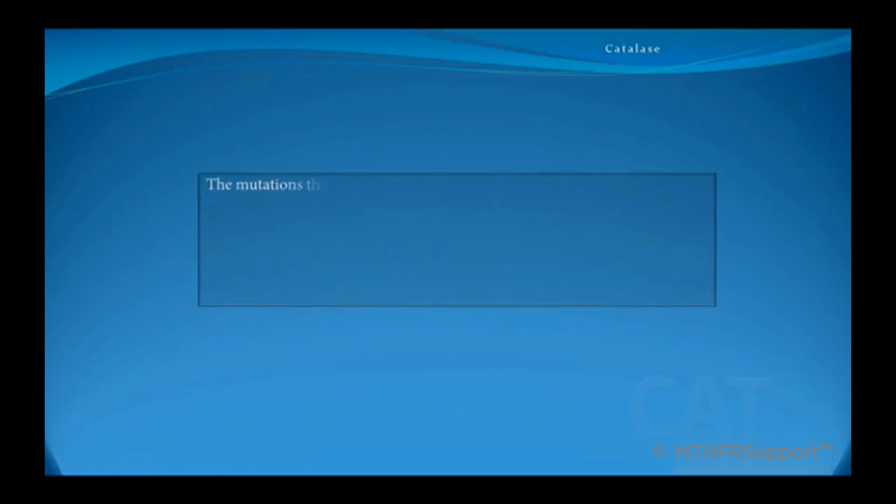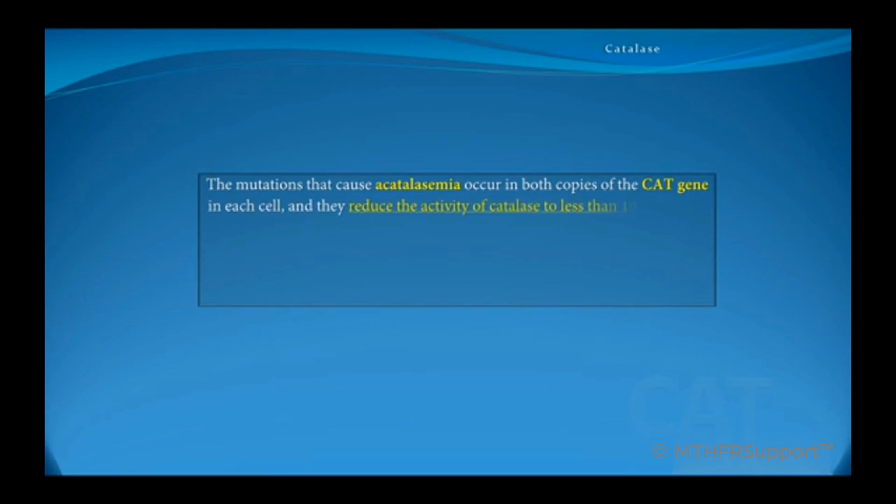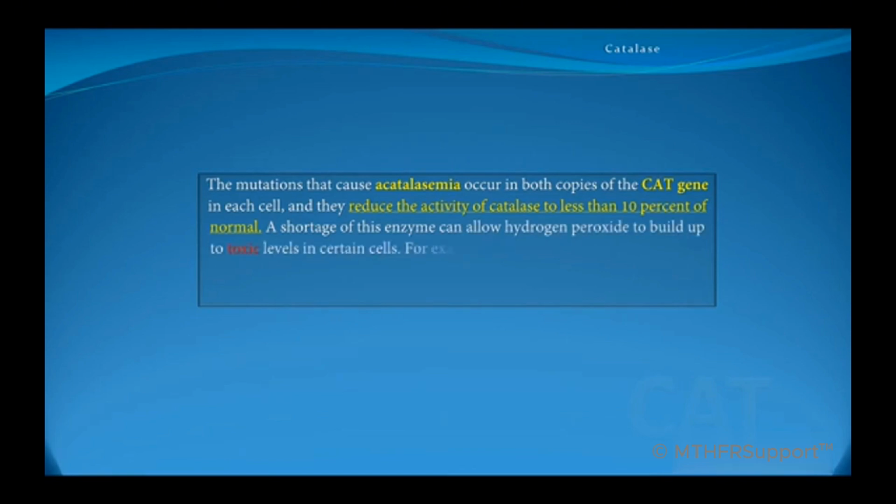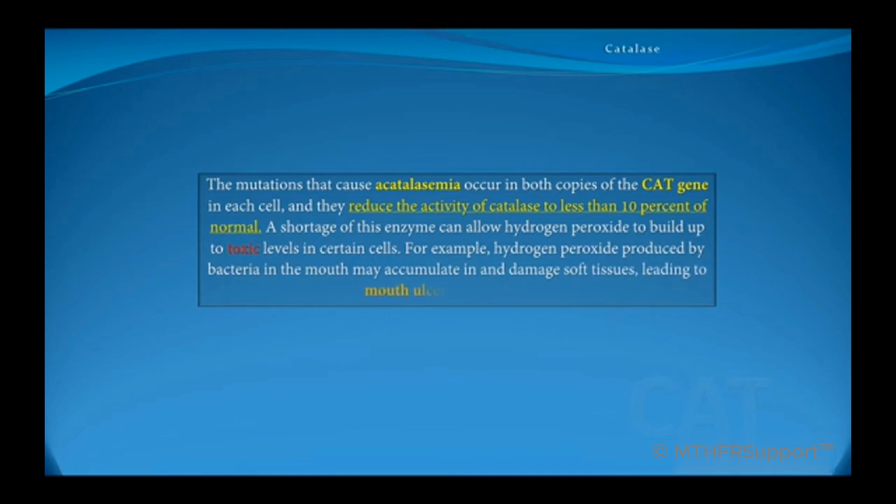The mutations that cause acatalecemia occur in both copies of the CAT genes in each cell, and they reduce the activity of catalase to less than 10% of normal. A shortage of this enzyme can allow hydrogen peroxide to build up to toxic levels in certain cells. For example, hydrogen peroxide produced by bacteria in the mouth may accumulate and damage soft tissues, leading to mouth ulcers and gangrene.